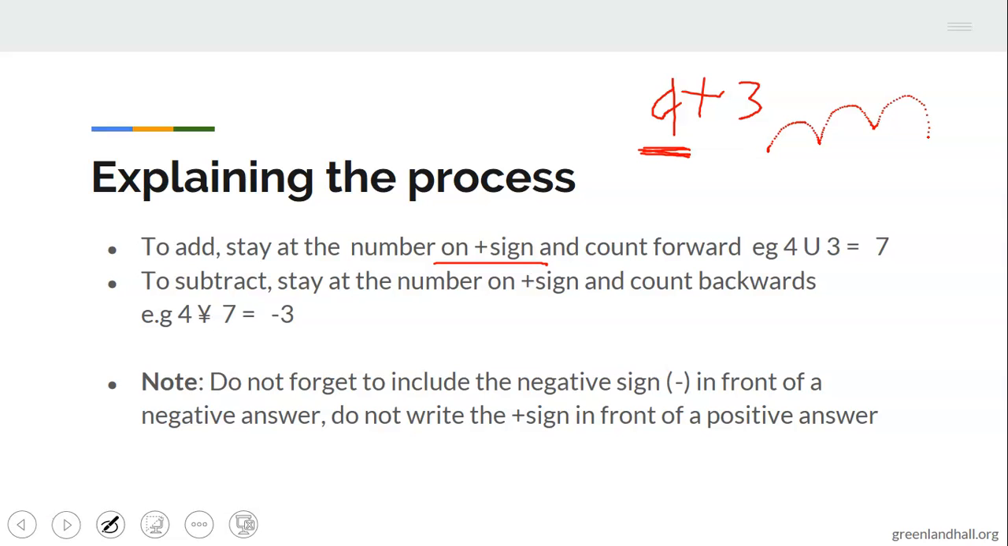So, to add, stay at the number on the plus sign and count forward. Look at this example. You stay on 4 on the plus sign and count 3 places. You arrive at 7. To subtract, stay at the number on the plus sign and count backward. So when you start on 4 and you count backward, you arrive at minus 3.